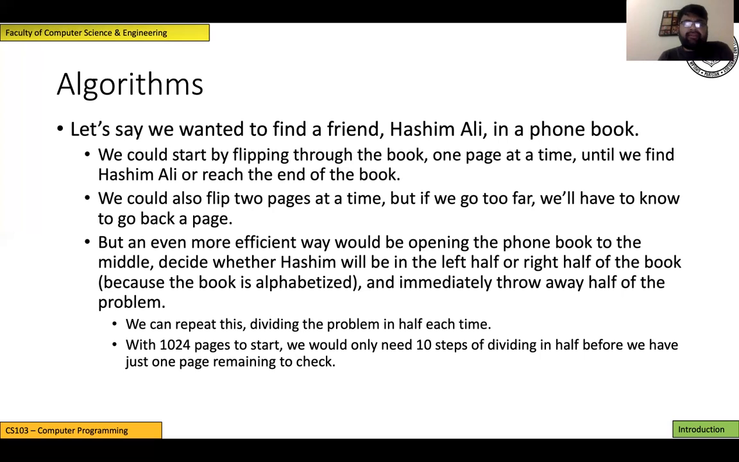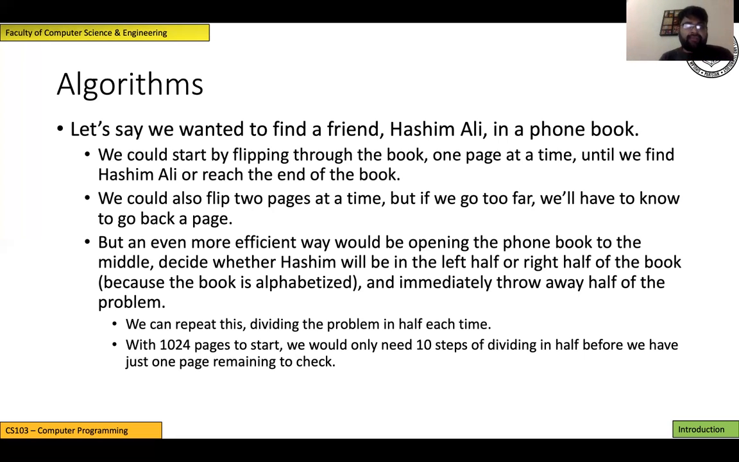Hence, we know that Hashim Ali is on the next page or in the next few pages, but definitely not before it. And that particular characteristic can be used as an advantage. How? Well, what we need to do is open the book at the half, in the middle.